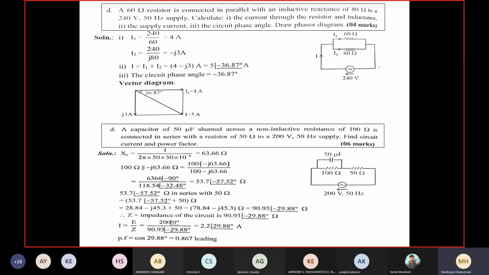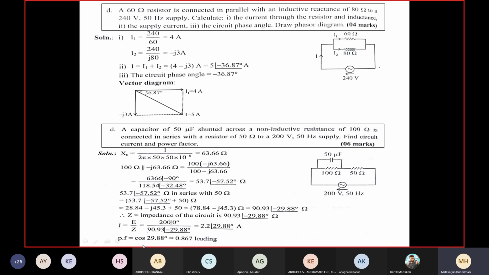So convert. Don't add manually. You have to add it in the calculator's complex mode. You shall not forget the complex mode. If you leave the complex mode, you have lost. Your time is wasted and you will not get any benefit out of your work. Therefore, you should be serious about what you are doing. It is in complex mode only that you work. Then when I add it and simplify, what is the final impedance of the circuit? 90.93 angle 29.88 lagging. This is the resultant impedance of the circuit.